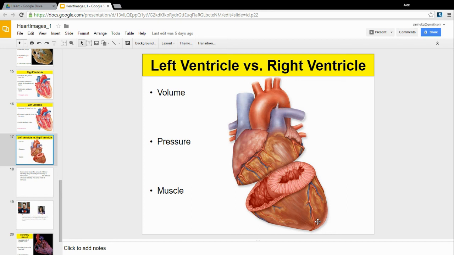So why are they different sizes? Why is the left more muscular? Well, here's the thing. The left has a harder job. Okay? The right ventricle just has to pump blood to the neighboring lungs right next door. It doesn't take very much power. It doesn't require much pressure, hence not much muscle. But the left ventricle has got to pump blood to the whole entire gosh darn body. Tips of your toes, fingers, top of your head. That takes more pressure. Thus, more muscle.